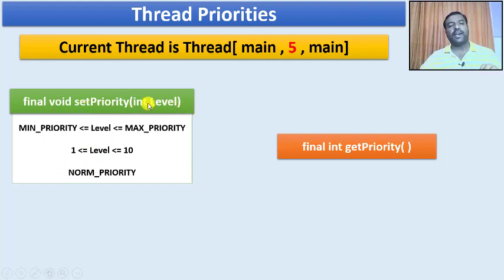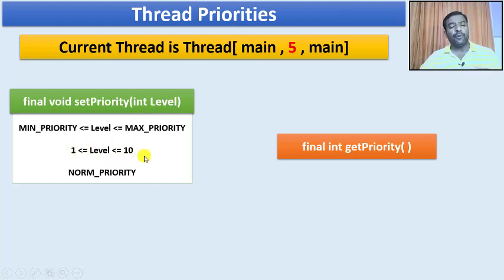And the priority value you give should be between these 2 constants, that is the minimum priority and the maximum priority. You should give the parameter of set priority only within this range. Hence, I'm going to say set priority and put some value in this, and the value you put here should be in this range. The minimum priority is 1 and the maximum priority is 10. Hence whatever parameter you pass to this method should be between 1 and 10.